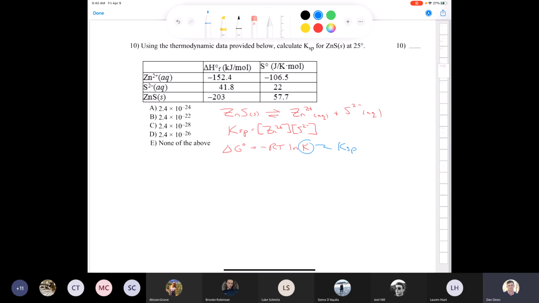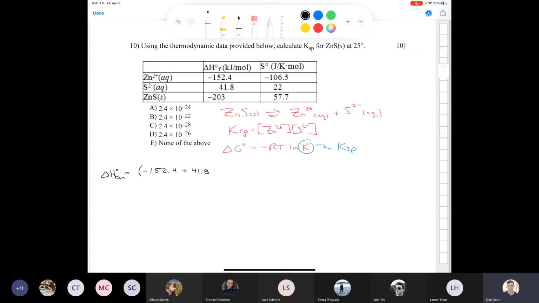Well, we don't have delta G, but we do have delta H of formation values and standard entropy values. Using those, we can figure out the delta H of the reaction, the delta S naught of the reaction, and we can use that to calculate the delta G at 25 degrees Celsius. So first, we're going to calculate the delta H of the reaction, which is going to be the sum of the enthalpy of the products, subtract the sum of the enthalpies of the reactants, of course, multiplied by their stoichiometric coefficients. So for my zinc ion and my sulfide ion, I have negative 152.4 plus 41.8.